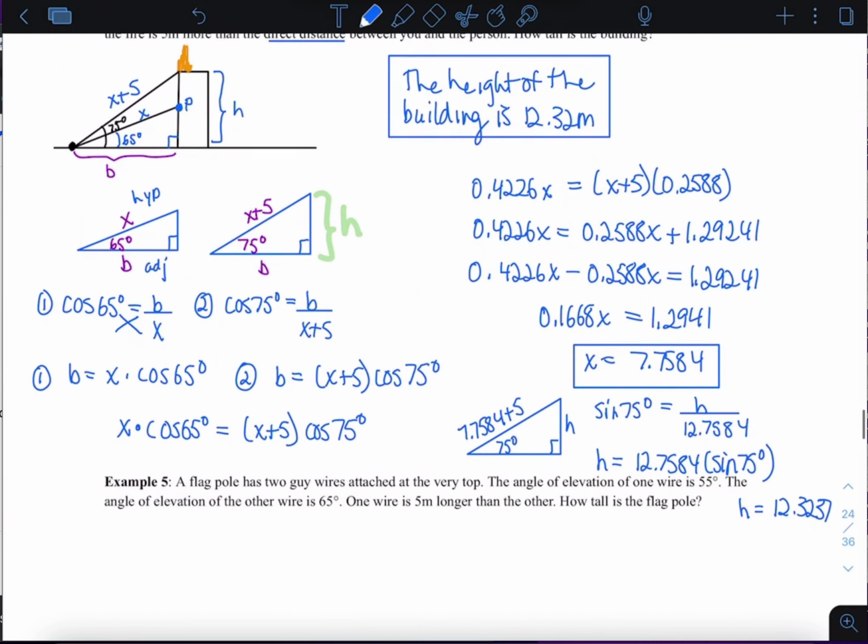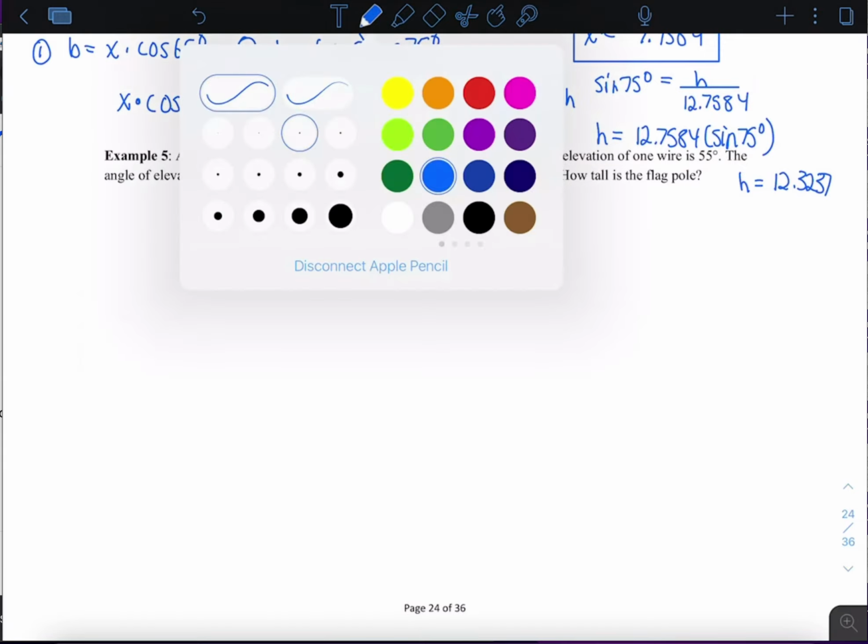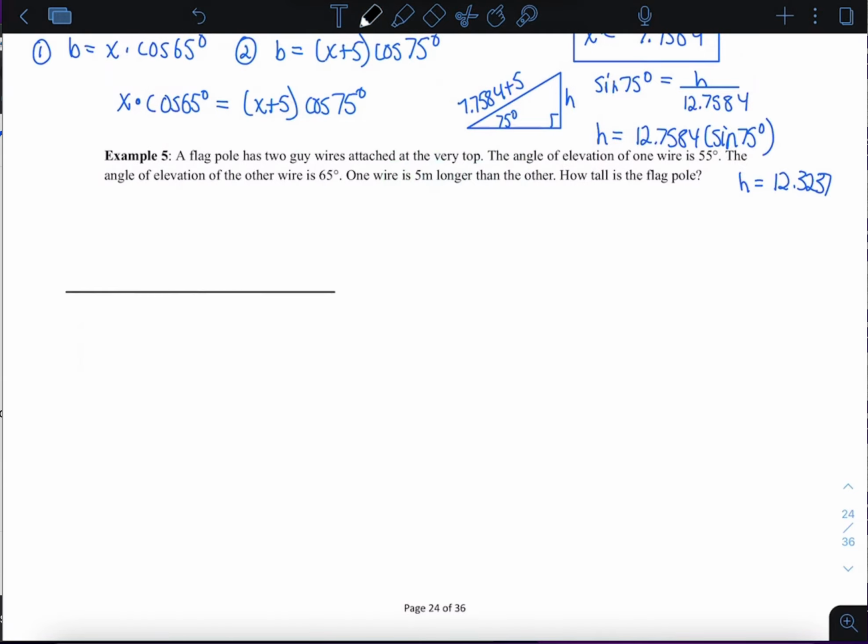A flagpole has 2 guy wires attached at the very top. Guy wires are supporting wires and they're very, very strong. The angle of elevation of one wire is 55 degrees and the angle of elevation of the other wire is 65 degrees. One wire is 5 meters longer than the other. How long is the flagpole?